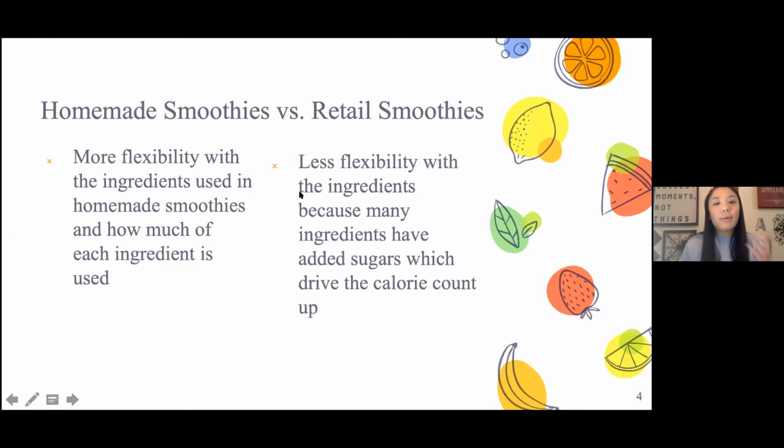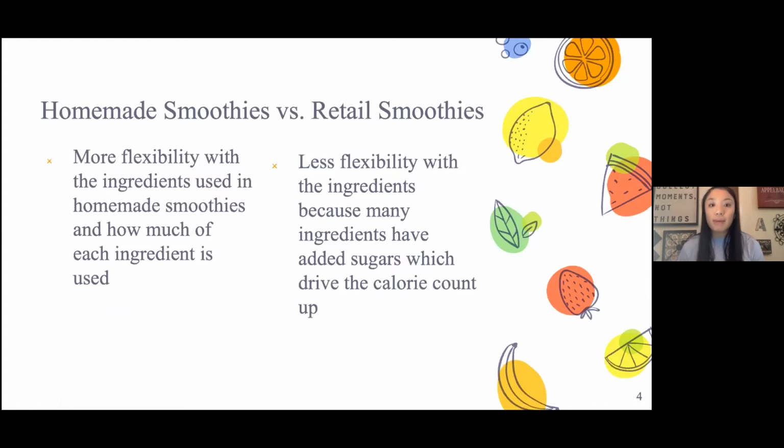So with this, I wanted to highlight something kind of important to distinguish homemade smoothies versus smoothies you might get when you're just out somewhere. There's different smoothie places. I actually used to work for one. It's called Smoothie King. I don't know if anyone's ever heard of that before, but that would be considered a retail smoothie, which means you're buying the smoothie in its entirety rather than making that from scratch.